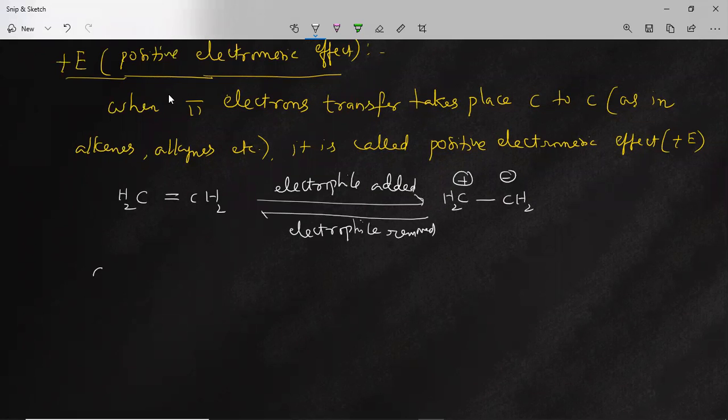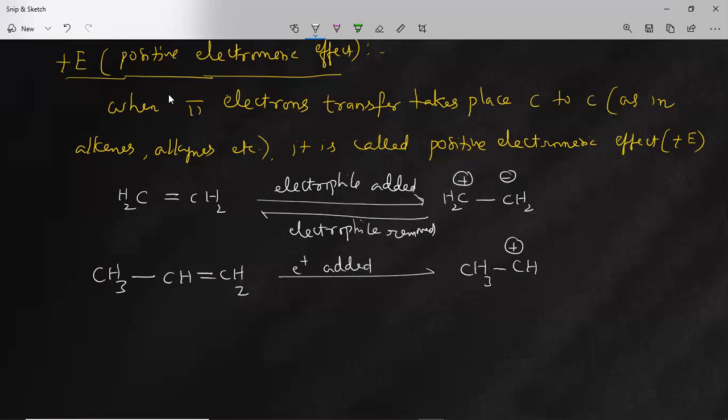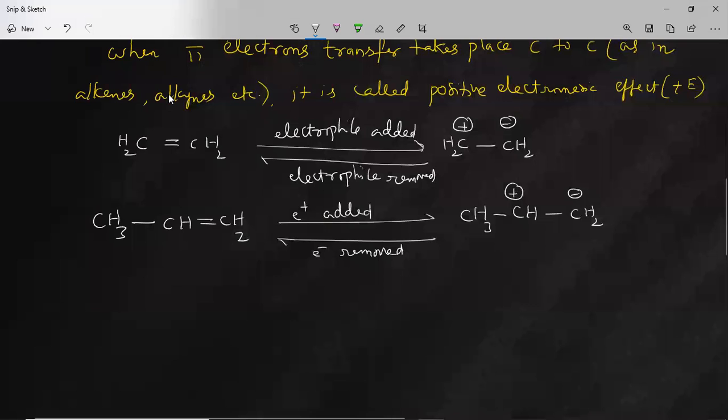Similarly, when we have a 3 carbon chain, like CH3 CH double bond CH2, what happens when electrophile is added? You'll get CH3 CH plus, the other one is minus. So if you see the reverse direction of the same reaction, if the electrophile is removed, you will get the original starting product. So we'll see that with an example now.